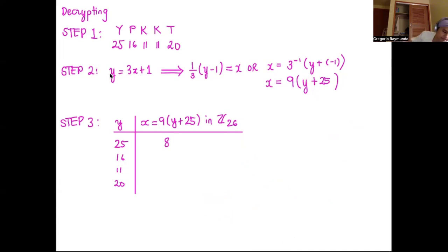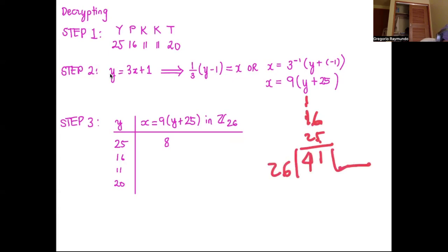16. 16 plus 25. 6 plus 5, 11. Carry 1. 41 divided by 26. 26 divided by 41. 1, 26. 11 minus 6, 5. 3 minus 2, 15. So 15 times 9.